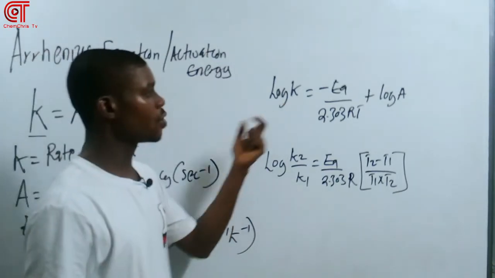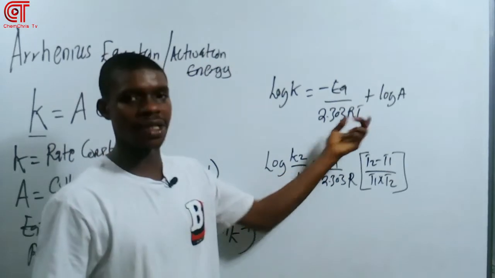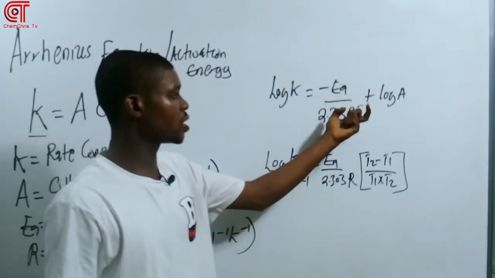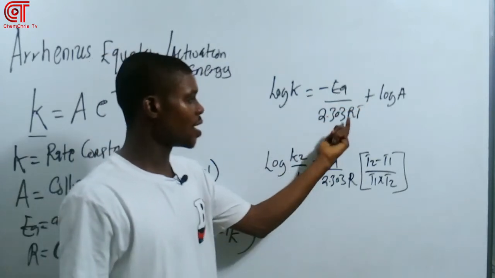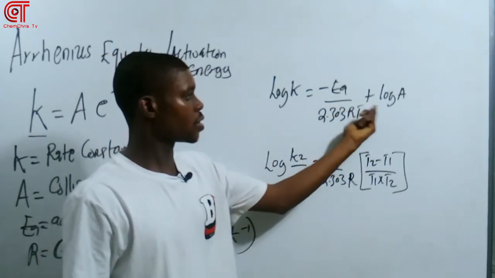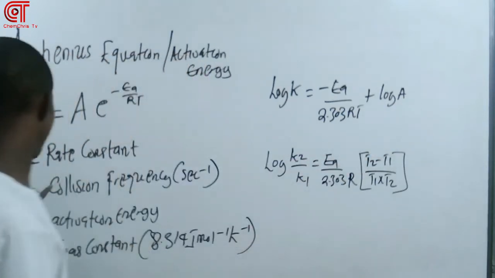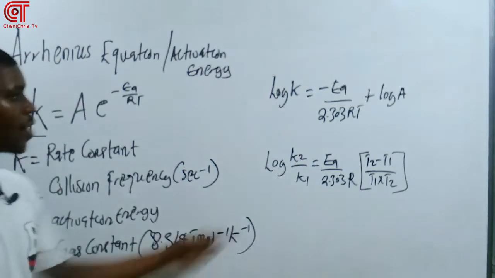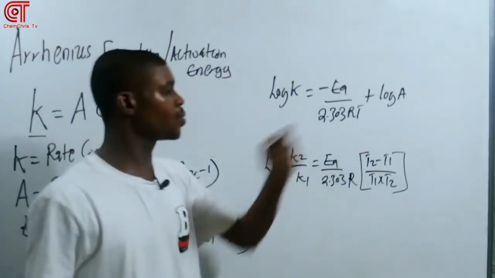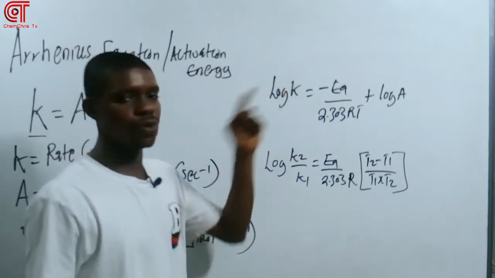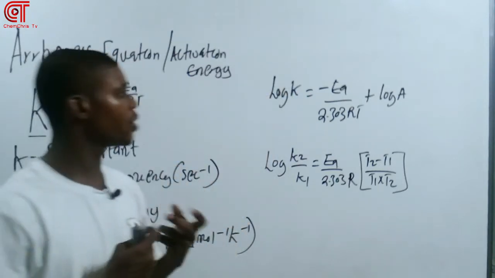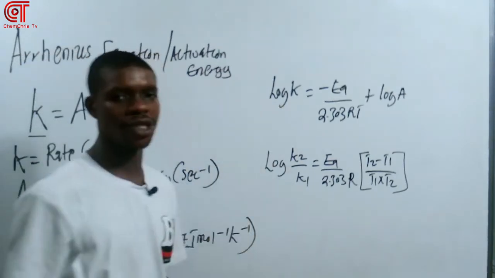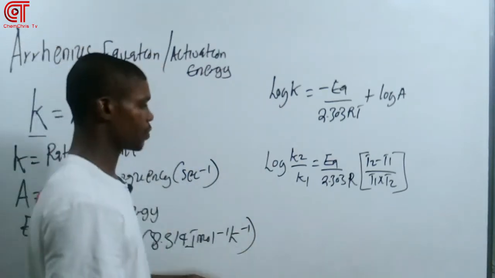The first one is for when one temperature is given in the question. It's going to be log K equals minus EA, the activation energy, over 2.303 RT, plus log A. A is the collision frequency, R is always the gas constant, T is the temperature given to us, and K is the rate constant. You use this when one temperature is given in the question.